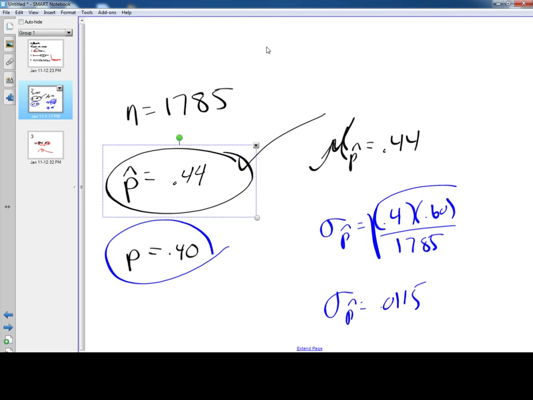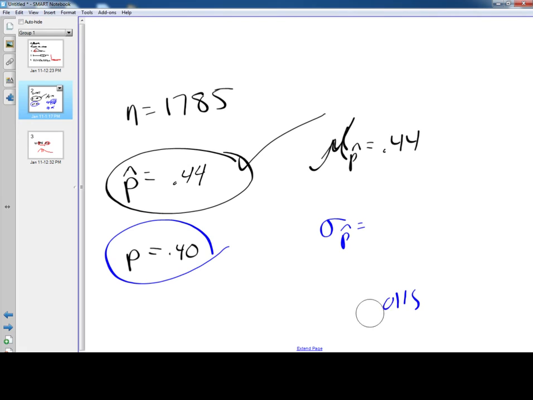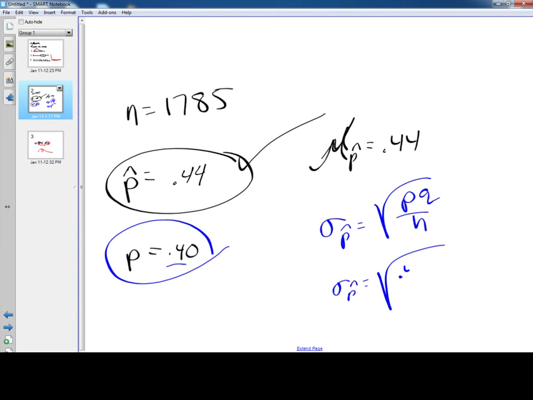Okay. Part C. Will you walk me through this one? They want the standard deviation of the sampling distribution, right? The formula is root of P times Q divided by N. So what's P, what's Q, what's N? P is a success, so P is 0.40, and the failure is 0.6 because it has to equal 1. Divided by N, the sample size, 1785. And then you do it.